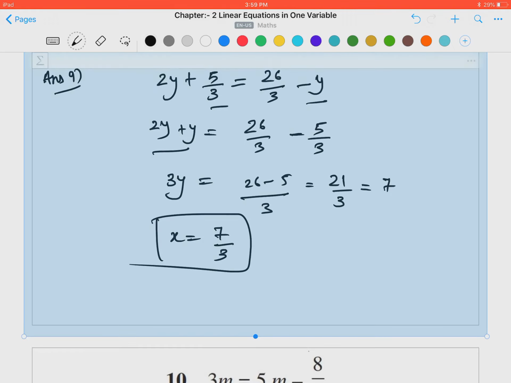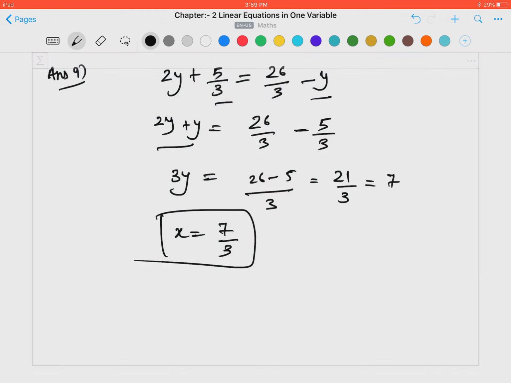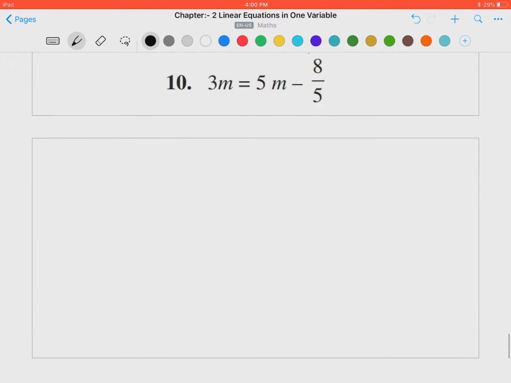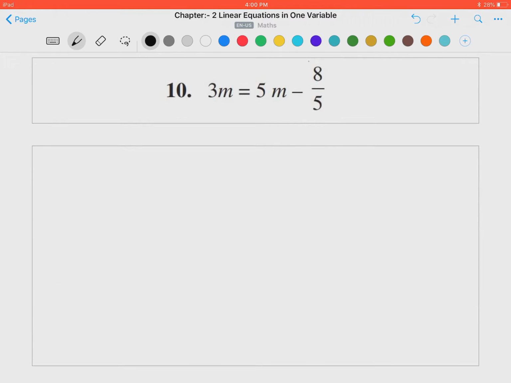Again, like I said, you will check the answer by yourself here, by putting this value on both sides and checking if the left hand side term and the right hand side term are equal. Coming to the last question of this exercise, we have answer number 10. The equation is 3m equals 5m minus 8 by 5.